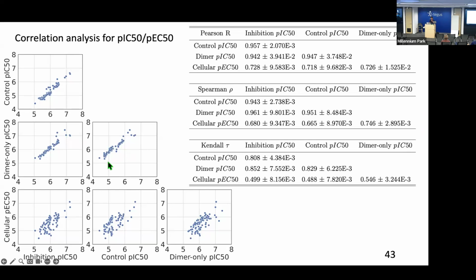And we can see there's a lot of correlation between, like, the control and inhibition pIC50. And actually, a lot of these biochemical assays are correlated with each other, and they're also all kind of correlated with the cellular pEC50. So this was a demonstration that, at least for these chemicals, the biochemical assays were providing predictive value to determine whether compounds should be advanced to the cell assays.